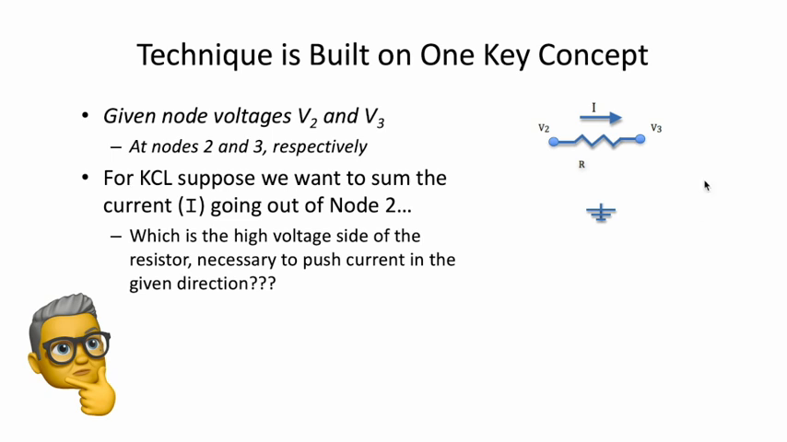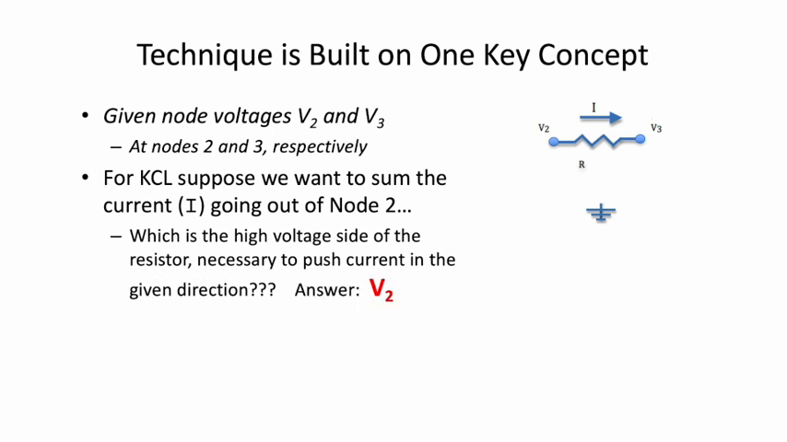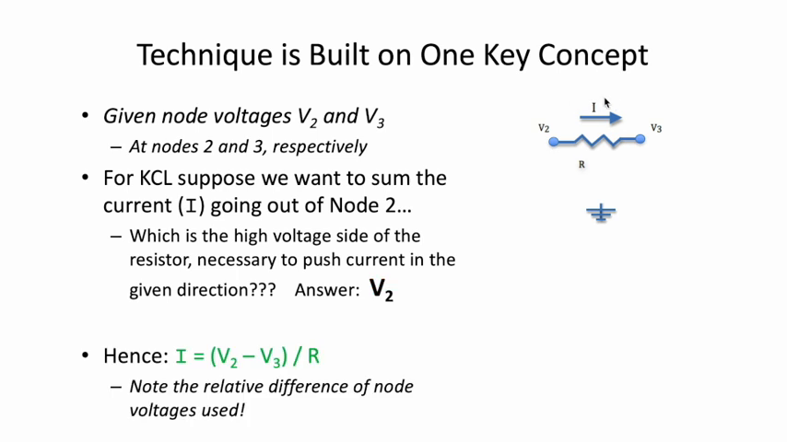If that was the case, then which voltage would be higher? Which node voltage would be higher, V2 or V3? Which of those two voltages would be higher if the current was going in the direction we defined? It would have to be V2. Hence, in order to formulate that current, we would use V2 minus V3 divided by R. Note the relative difference of the node voltages and the way they're formulated here.